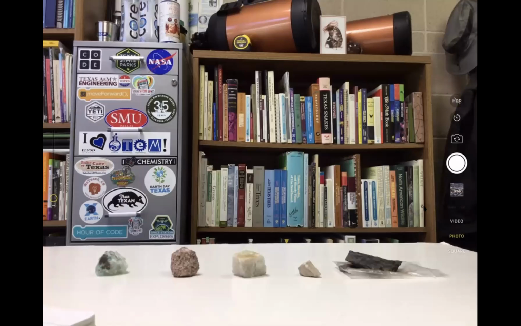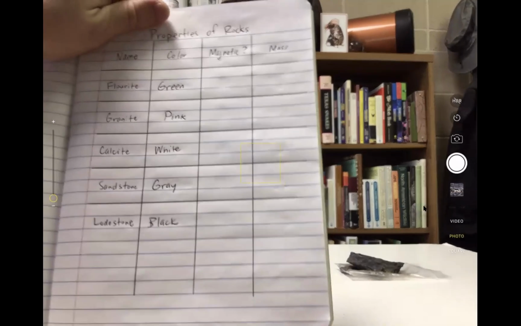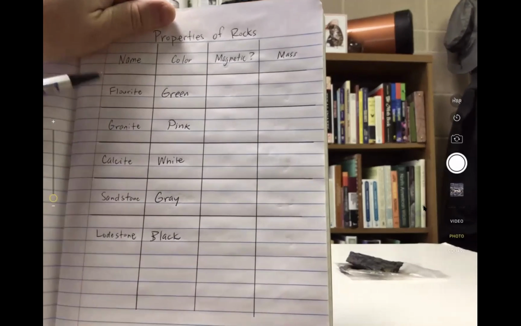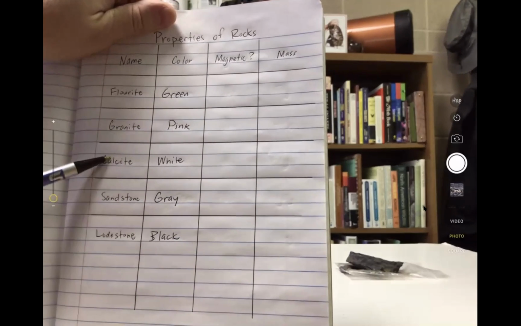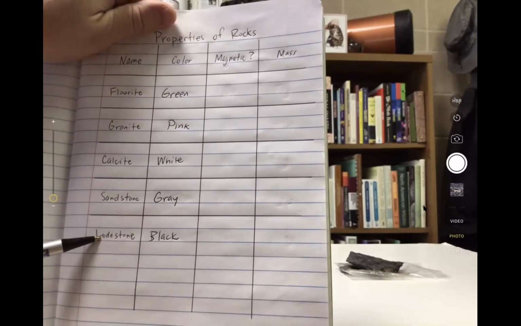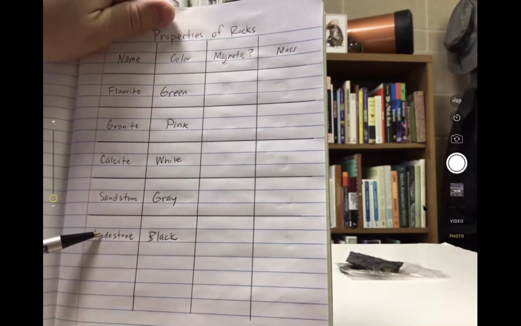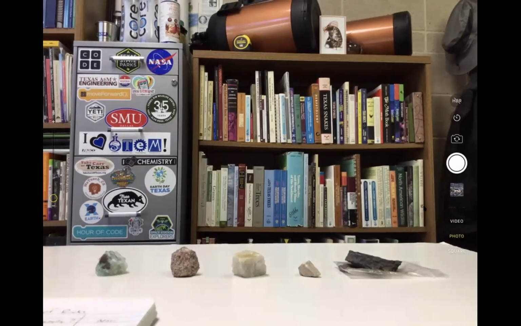So let me write black here. So there I've got that first column of my notebook completed. Fluorite is green, granite is pink, calcite is white, sandstone is gray, and lodestone is black. Now it's time to check and see if they are attracted to a magnet or not. Or another way to say that is, are they magnetic?